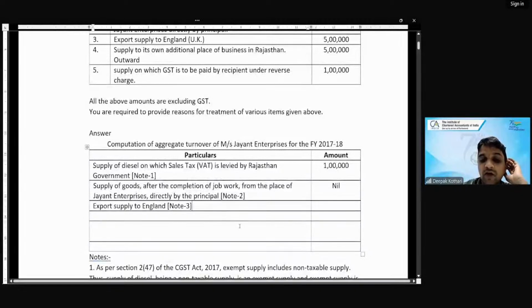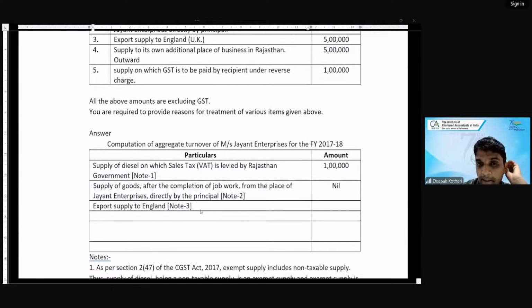Export supply of England, what is this treated as? Include specifically. Included. Why is it included? How are exports treated under the GST law? Are all exports exempt supply? No. Right. It is a zero rated supply, right? And zero rated supply, no, it's not non-taxable. It is zero rated supply.